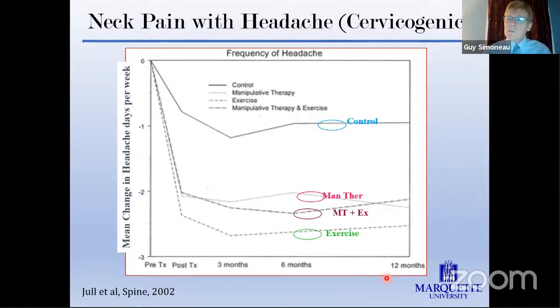And we can be very effective within a short amount of time. We should expect people to make progress within 2 weeks, and certainly within 4 to 6 weeks, we should expect those individuals to make a tremendous amount of improvement.